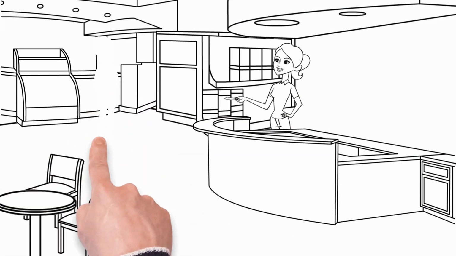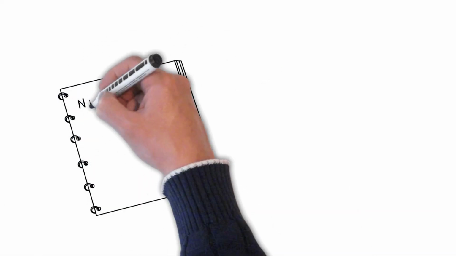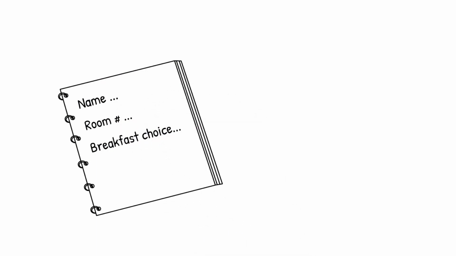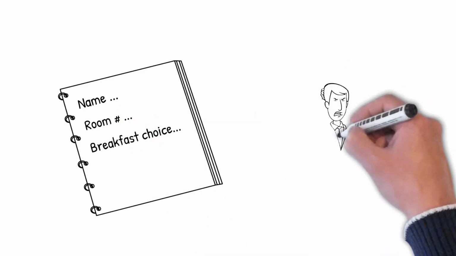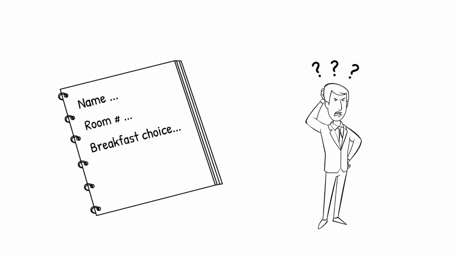After patiently waiting in line for about 5 minutes, I finally got to the front and the staff asked me to fill in a paper form. They wanted to know my name, my room number, and my breakfast choice, whether I wanted the full buffet or the continental selection. At this point, I became a little frustrated.